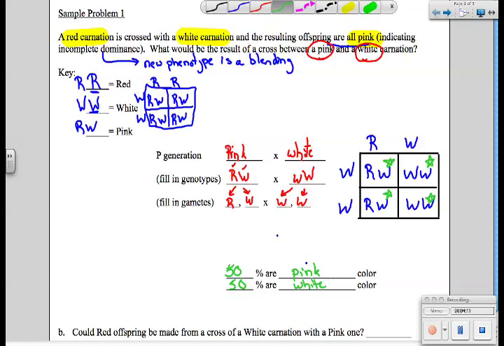The final part of the question asks, could a red offspring be made from a cross of a white carnation and a pink one? And I can see from my cross that no, in fact, it cannot result from the cross between a pink and a white carnation. The only phenotypes that result from such a cross are pink and white.